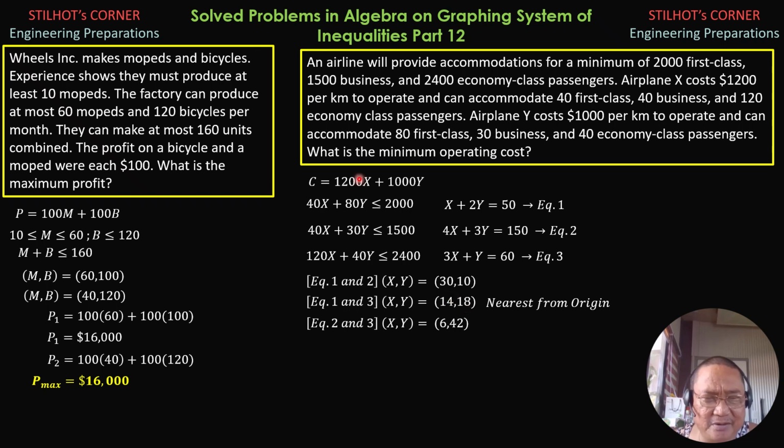So substitute into the above objective function, X is 14 and Y is 18. The minimum cost is equal to 1,200 times 14 plus 1,000 times 18, and that is equal to $34,800. So that's it for this video.